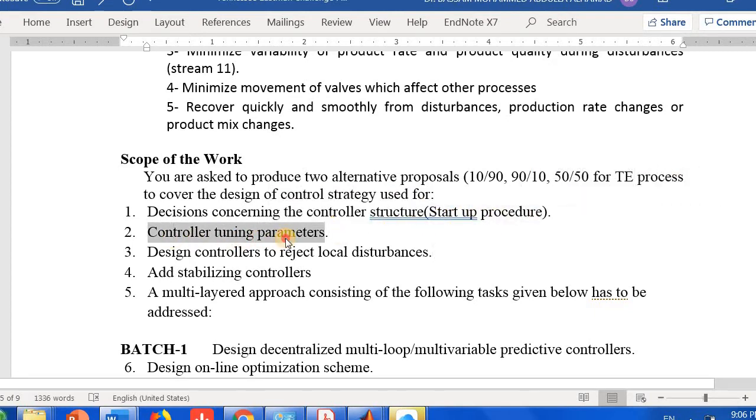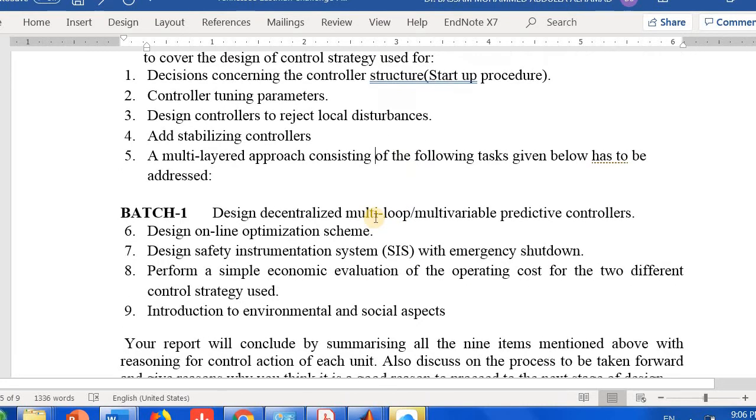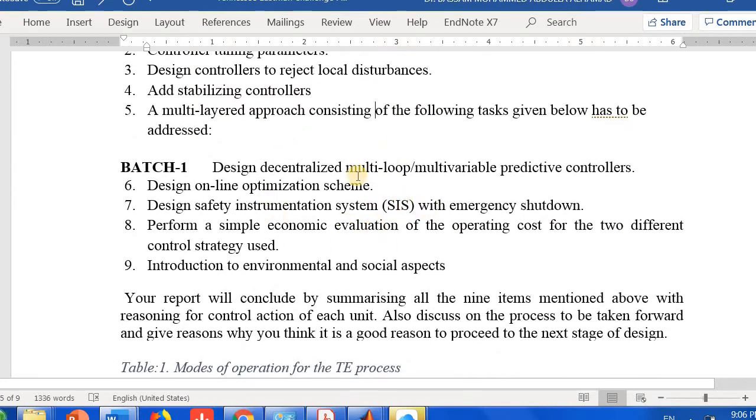You're going to tune your controllers and decide how you're going to tune them. You're going to design controllers to reject the disturbances, and stabilizing controllers could be possible, and do a multi-layered approach if you need to. Okay, so this is what you're going to do.